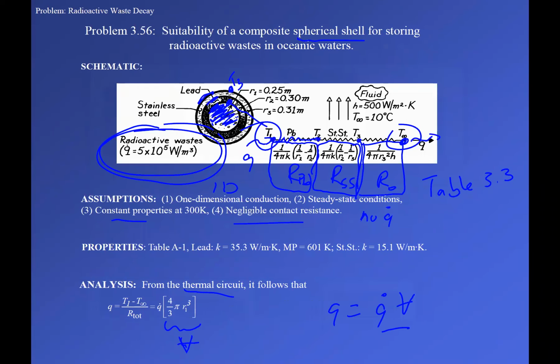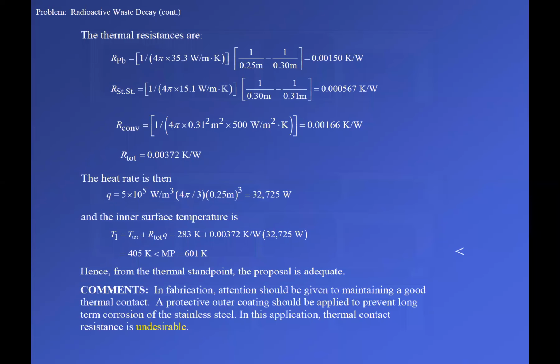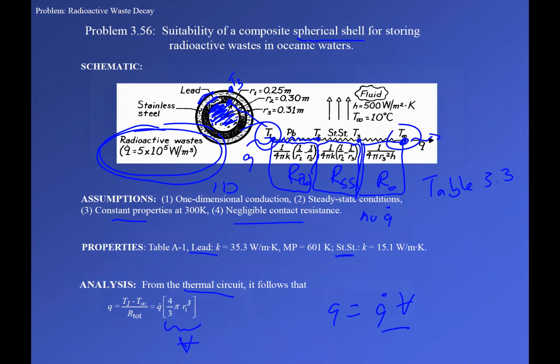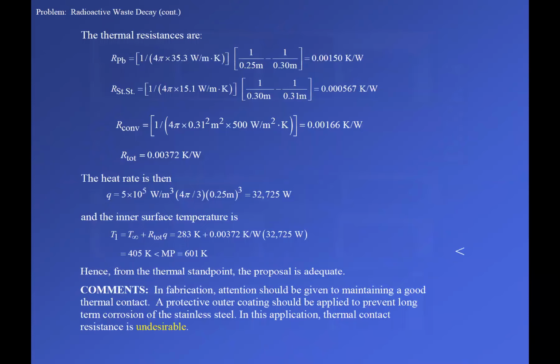The other thing I should say, property-wise: they didn't give it to us directly, but they gave us the type of stainless steel in the question. So we can go in the back of the table and look at it, and they give us lead, and get our values. If we have that, we can calculate all our resistances. Here they are: 1, 2, 3. So lead, stainless steel, convection, right? Our total resistance is that across all of the shell. Our heat rate from the radioactive waste is there, solved.